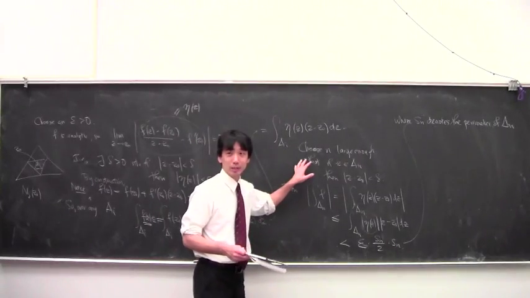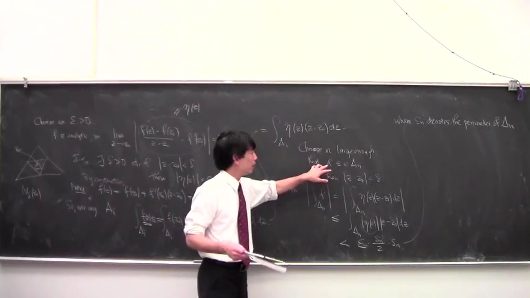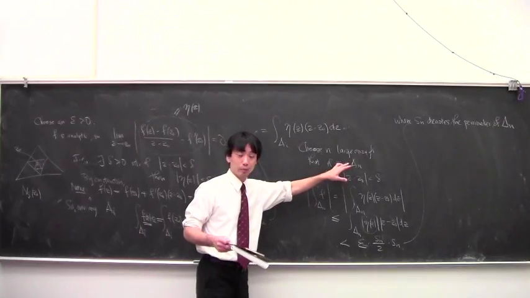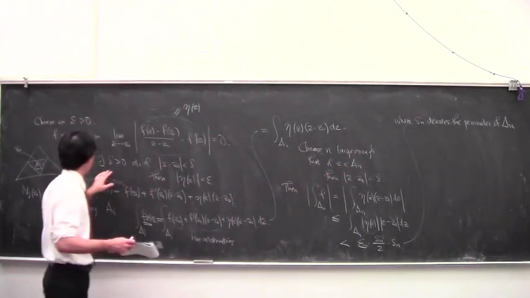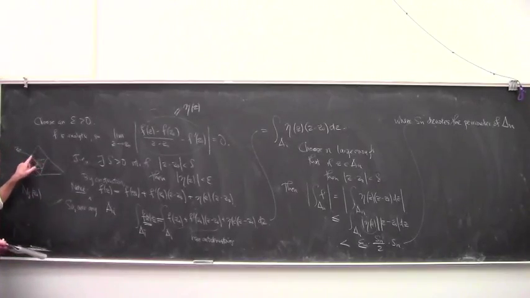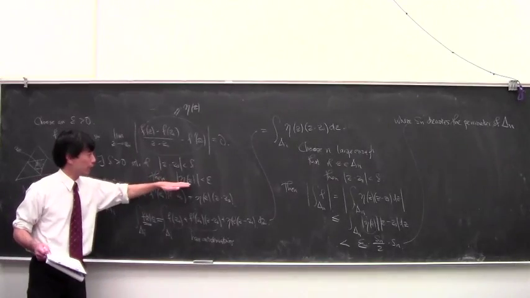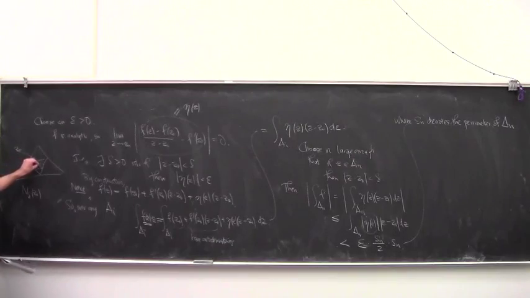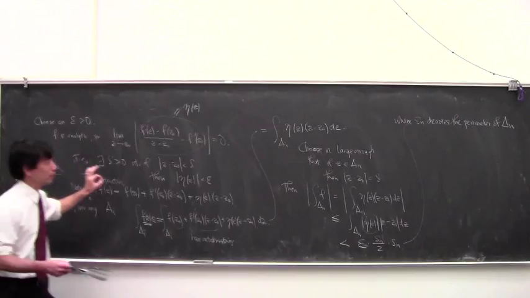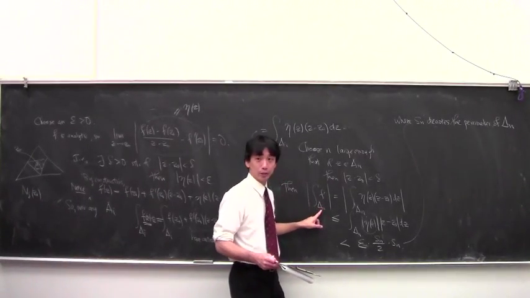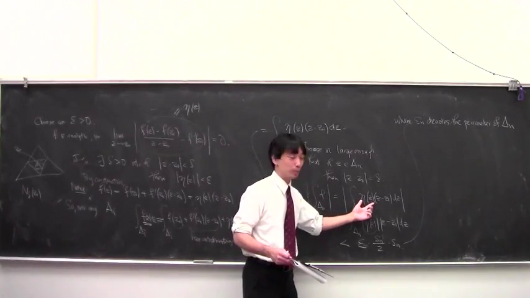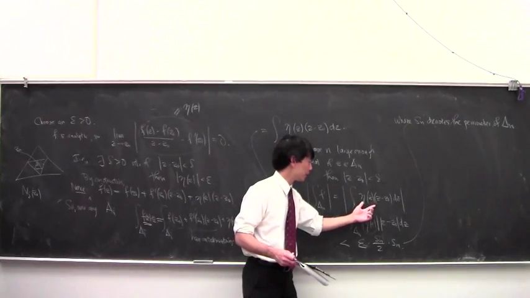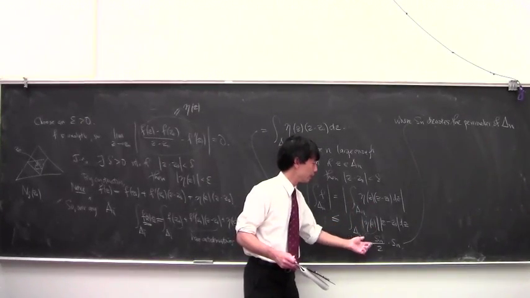So just to get you back, it'll take just a second. So we chose, remember we had this neighborhood around z naught where eta was small. We're going to zoom in far enough so that our triangle sits inside that neighborhood. So if we integrate our function over the triangle, then eta is going to be smaller than epsilon. So this thing is smaller than epsilon.